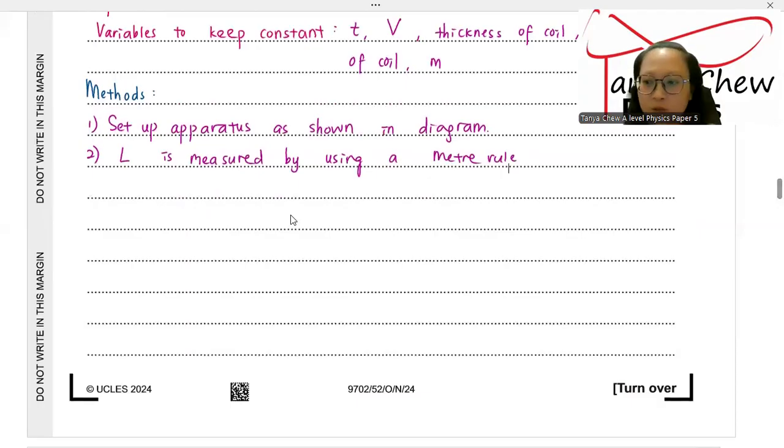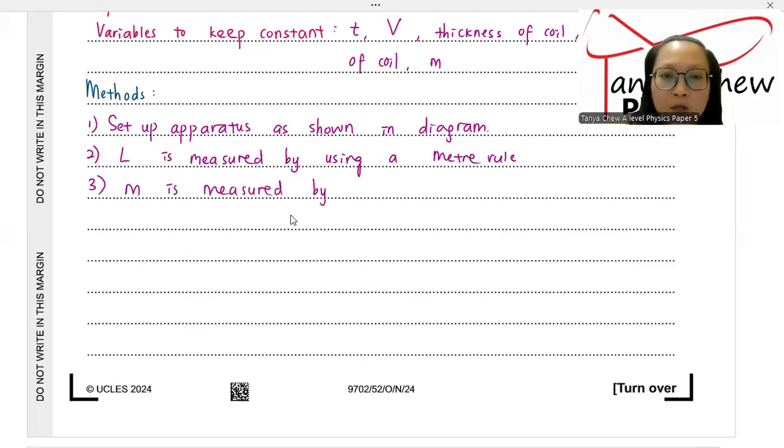And after that, third method, I also need to make sure that my variable to be kept constant, which is the mass of the oil, is measured as well. Or else, how do I do my calculation? M is measured by using an electronic balance, which is more accurate, because this is digital.